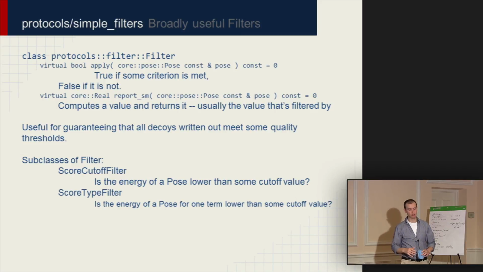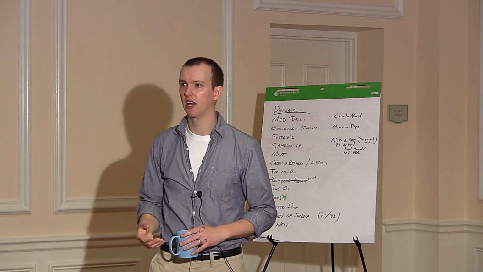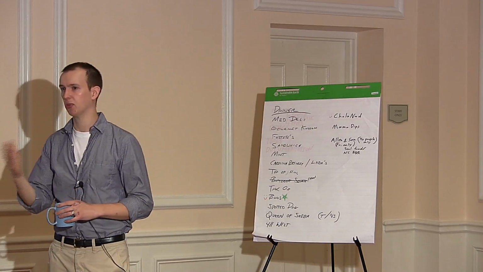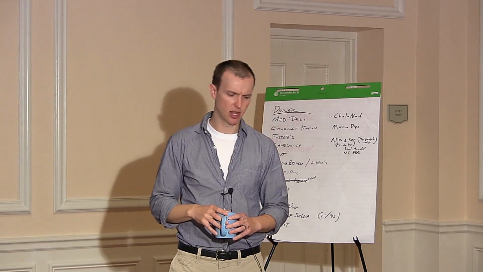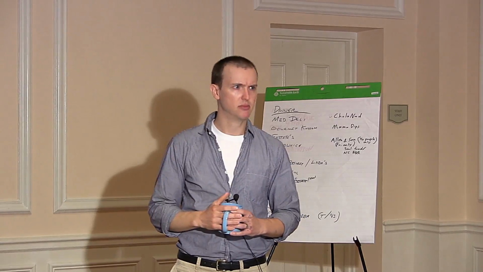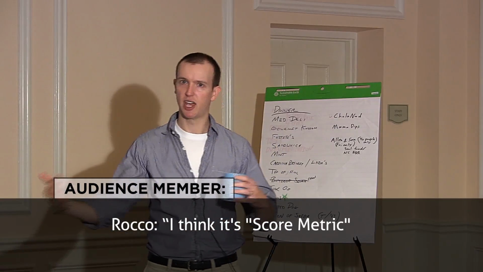The other thing that a filter does is that it can actually report a value. If you give it a constant pose, it can compute some real value and return that. Often people will use their filters as a way of diagnosing or analyzing the structures they're producing. Sometimes you'll see a filter used even when you're not applying it. You're not trying to get the Boolean pass-fail condition, you're just trying to get at a particular value. The name of this function is report SM, and I cannot tell you what SM stands for. Anybody else have any idea? SM? I think it's score metric. Score metric. Wouldn't have been a bad idea to type that all out.